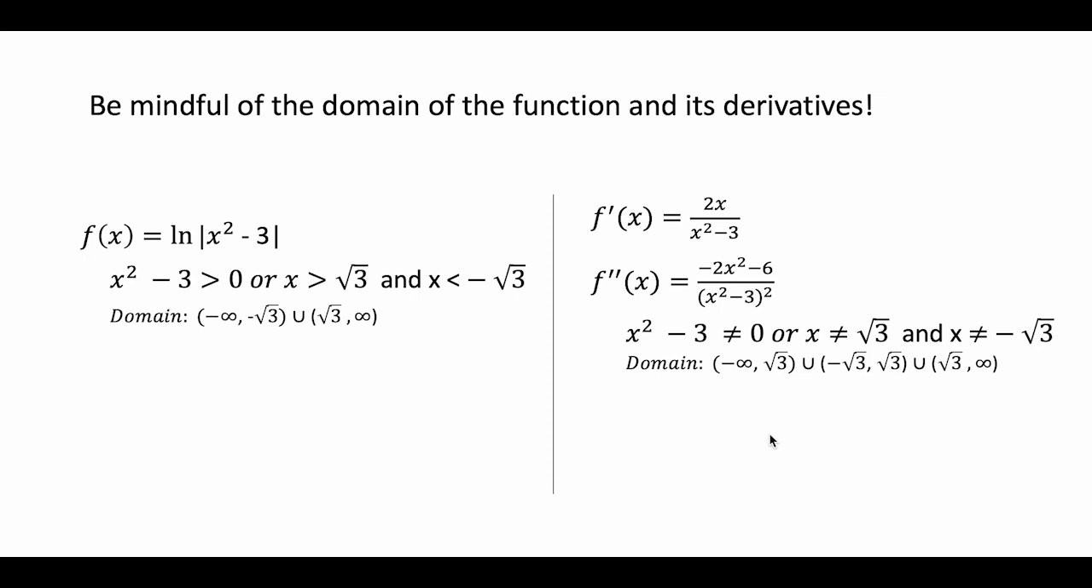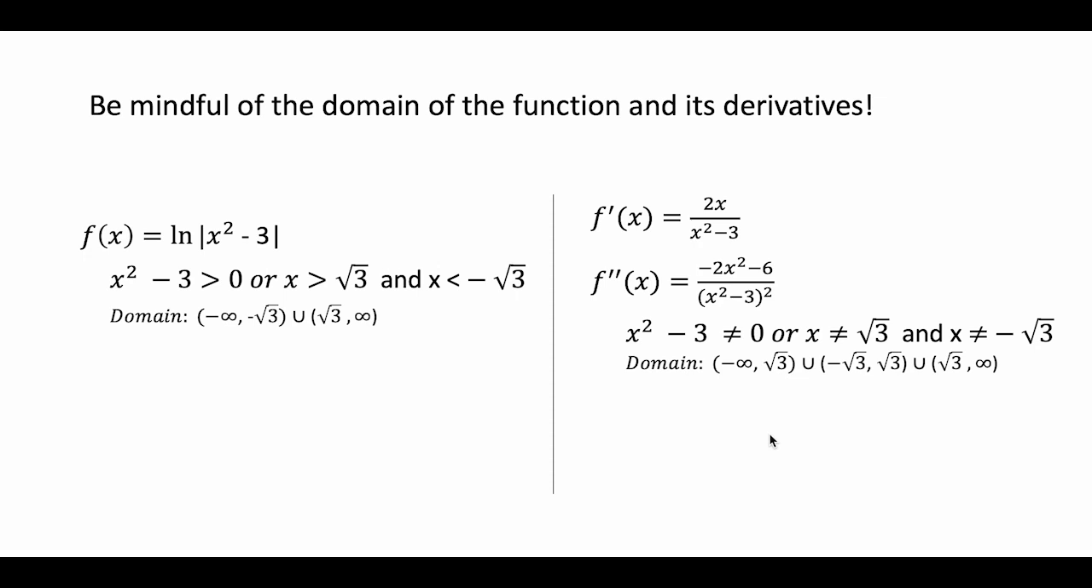So here's an example. We have a function equal to the natural log of x squared minus 3. Now, we know that we can't take the natural log of 0 or a negative number. So if we say x squared minus 3 must be greater than 0 and solve, we get that x must be greater than the square root of 3, or alternatively, x must be less than negative square root of 3. So we get a domain which does not include that region between negative square root of 3 and square root of 3.